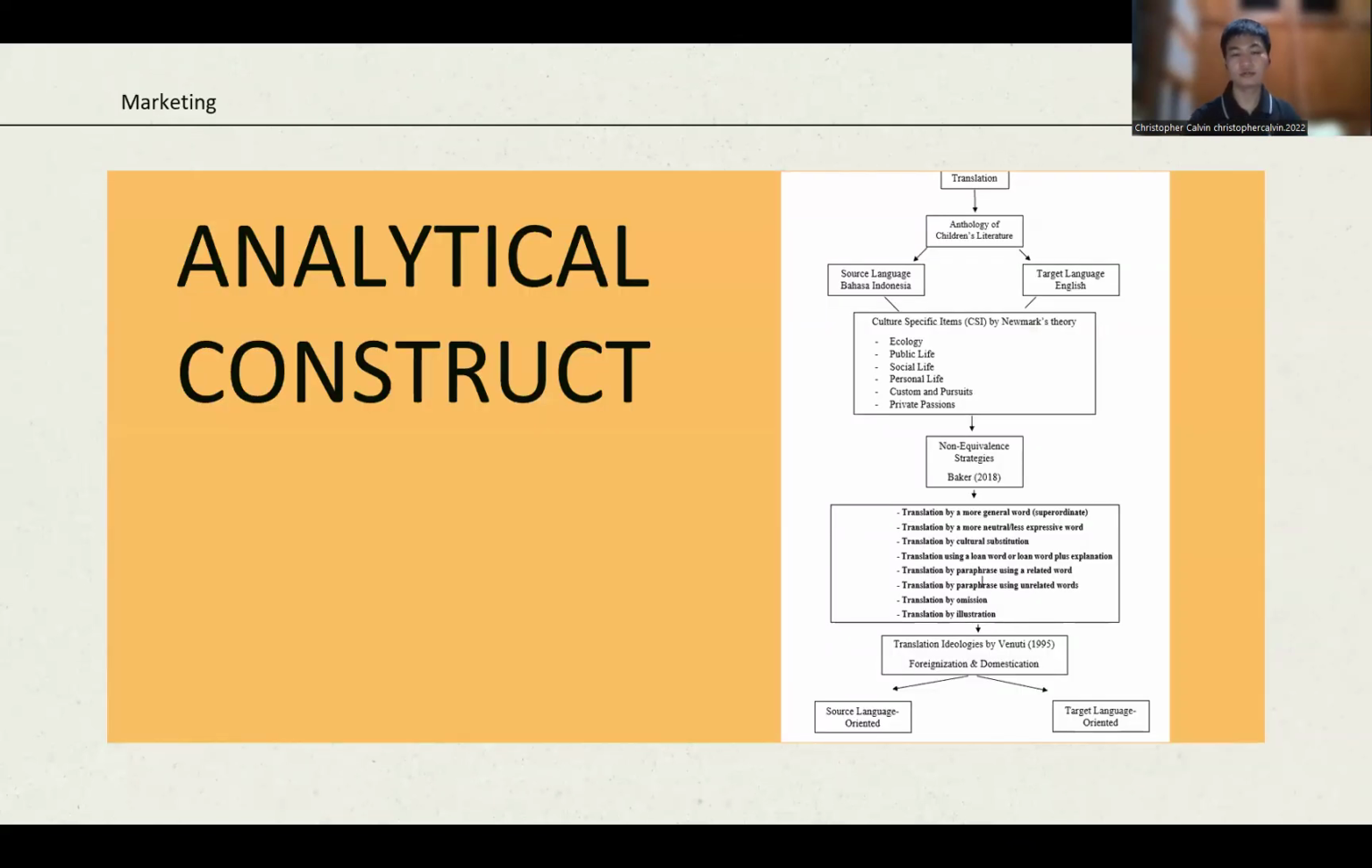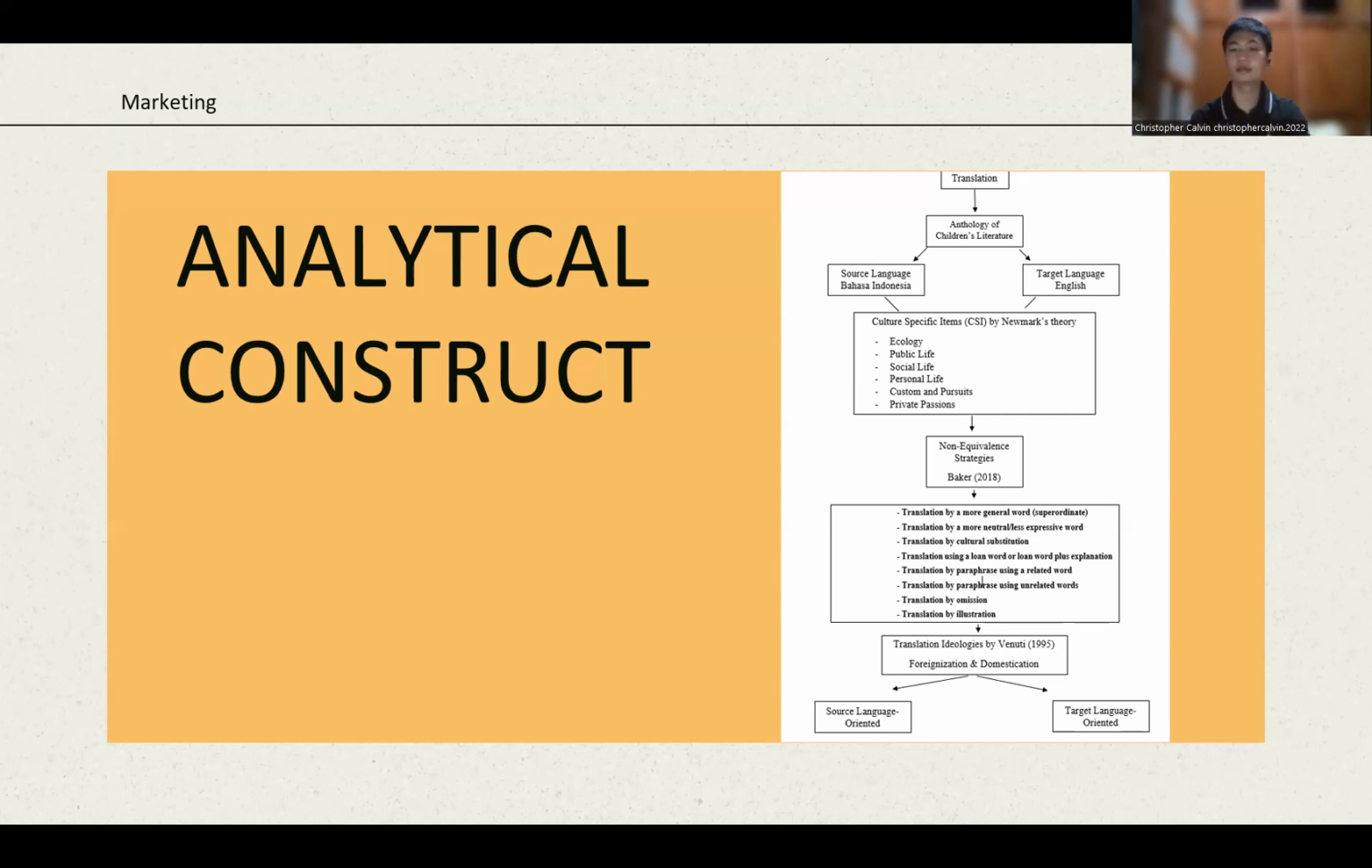The analytical construct you can see here runs from top to bottom, starting from the data, which is the anthology of children's literature. Then you find the source language, Bahasa Indonesia, and the target language, English. The first step is to identify the references, then categorize them as culture-specific items based on Newmark's proposed theory: ecology, public life, social life, personal life, customs and pursuits, and lastly, private passions.